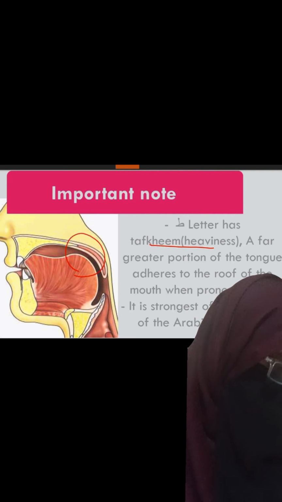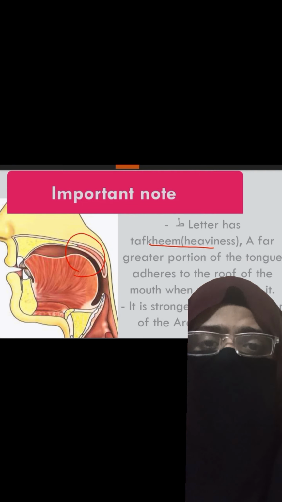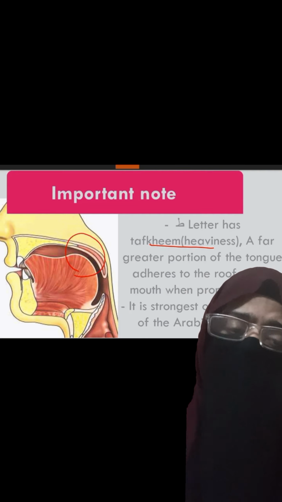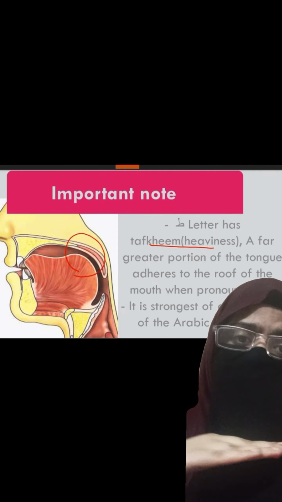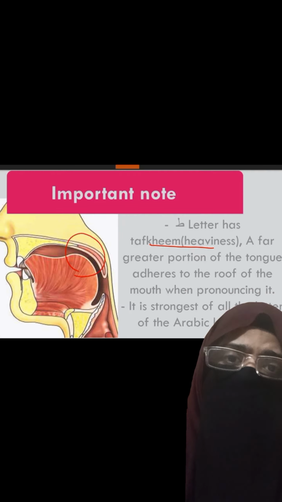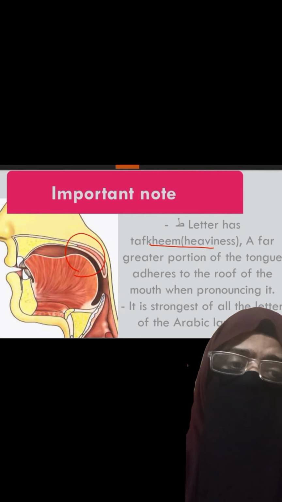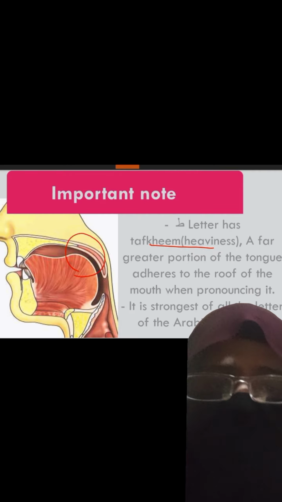Comparison. So comparison about dal, ta and to. When we compare these three letters, we have to see that ta is a whispered, light letter, dal is a voiced letter, to is a full, heavy letter, my dear friends.